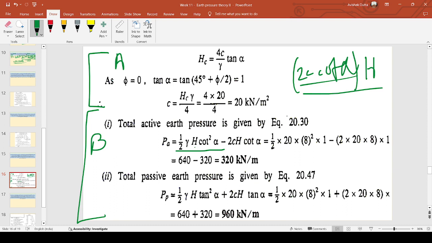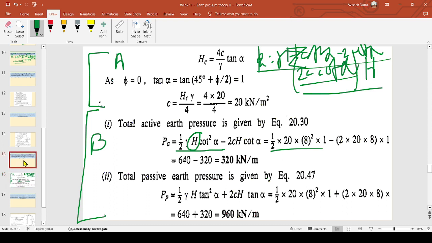See it like this. What is the generalized value of active earth pressure that we will be obtaining? When we are talking about generalized value, we have to take the depth of the entire retaining wall, that is 8, as h. Now the pressure intensity equation is gamma h cot square alpha minus 2c cot alpha. This is the pressure intensity at any depth z: gamma z cot square alpha minus 2c cot alpha.